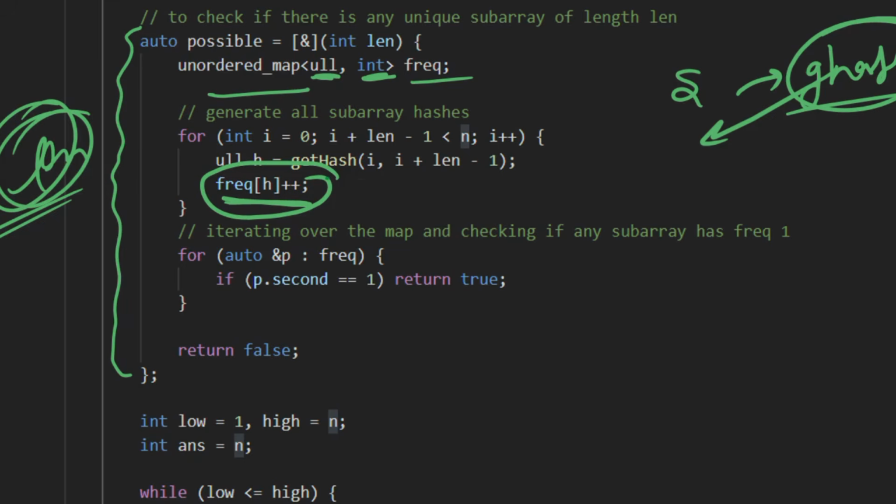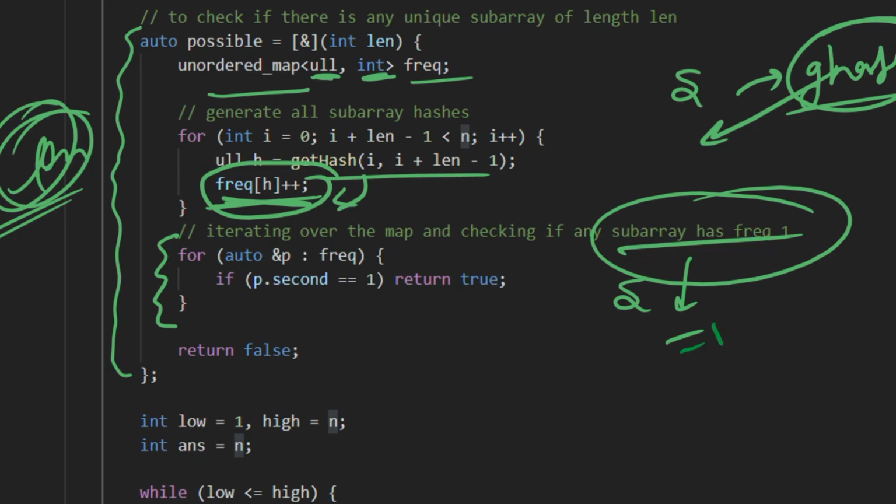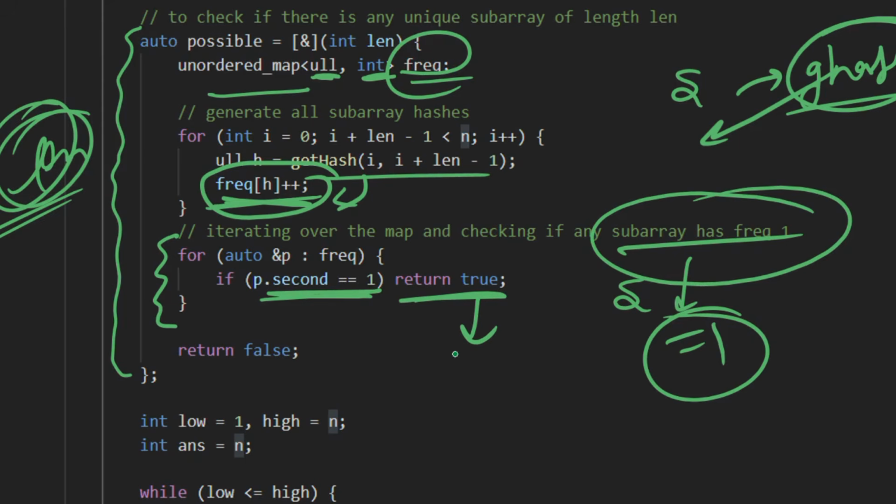So here we are taking every subarray, generating the hash for that subarray and increasing the frequency of that hash in the map, and then we iterate over the map, and what we want is a subarray whose frequency is 1. So we iterate over the frequency map and check if the frequency is equal to 1, which means there is a subarray which is unique, else we return false, right?